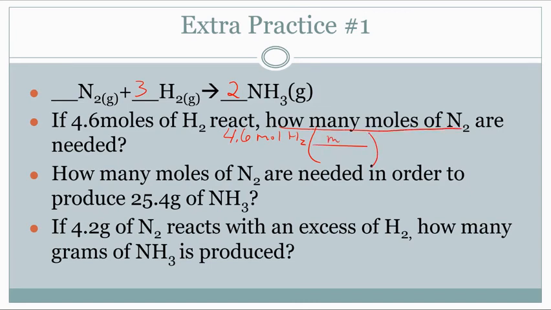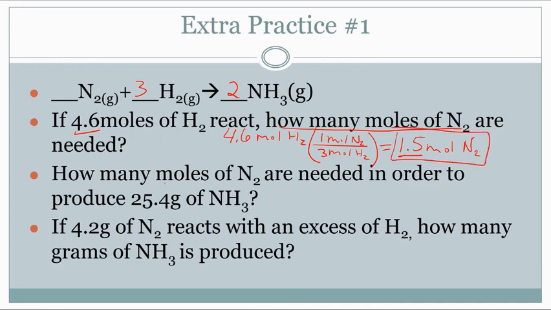So moles N2 goes on the top. Moles H2 go on the bottom. For every 3 moles of H2, I end up using 1 mole of N2. So 4.6 times 1 divided by 3 equals 1.5. I answer to 2 significant figures because that's how many are given in my problem. 4.6 is 2, 1.5 is 2. And that's my full answer.